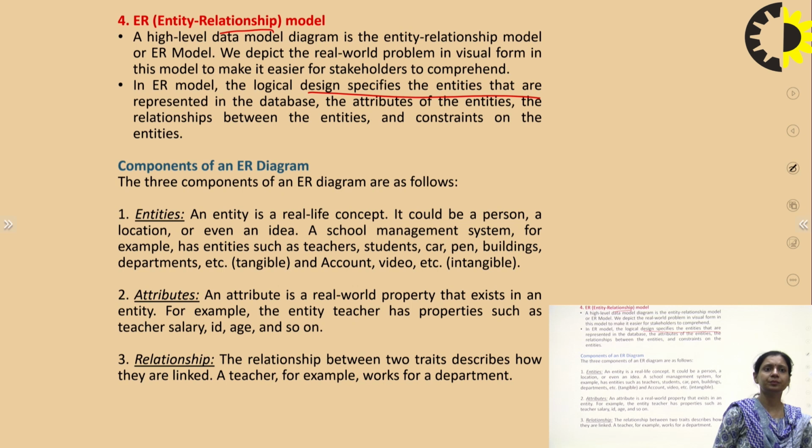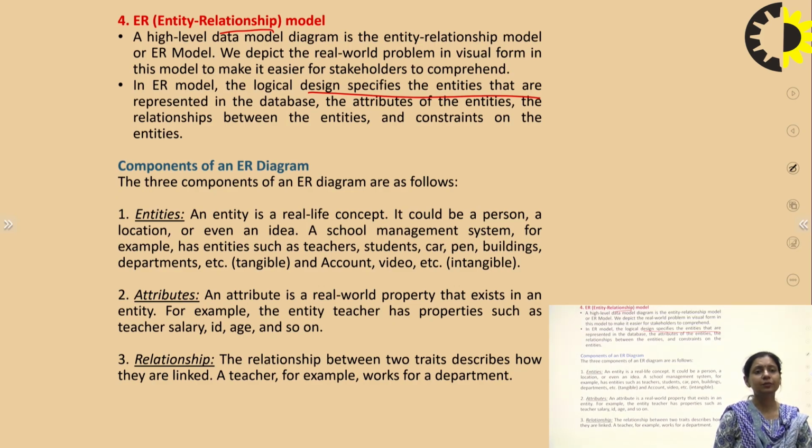So, coming to the components of an ER diagram, the first component that we have is an entity, which is a real life concept, which could be a person, the location, or even an idea. If we talk about school management system, the entities could be the teacher, the student, car, pen, buildings, department. These all are the tangible things which we can feel, see and understand. There are certain intangible entities also, like the account, video, etc. because they also have some attributes.